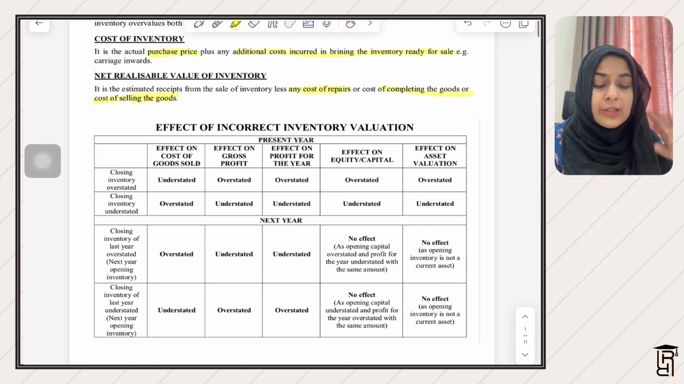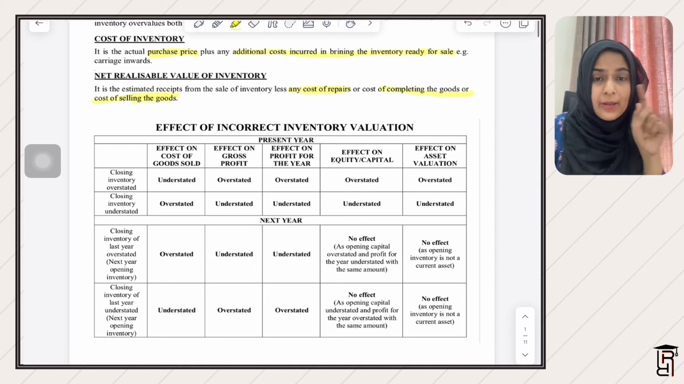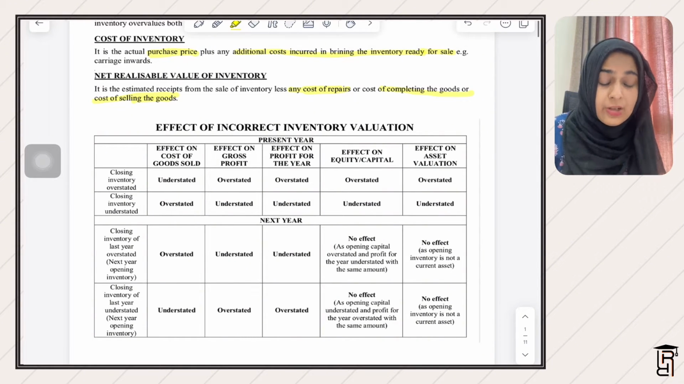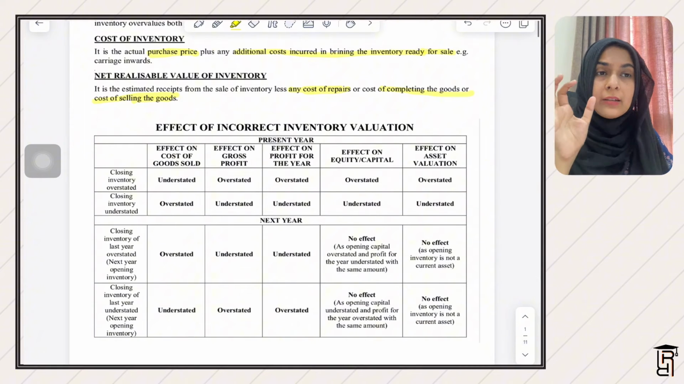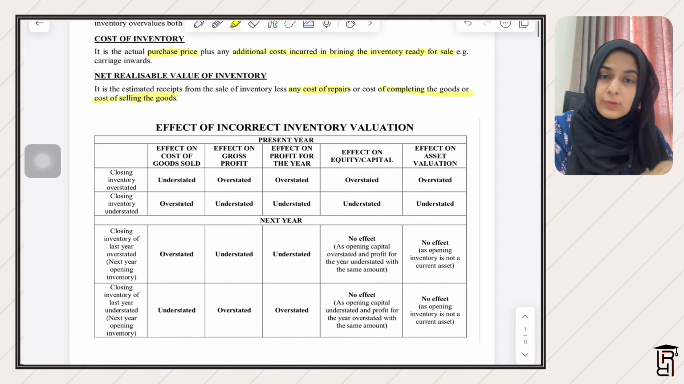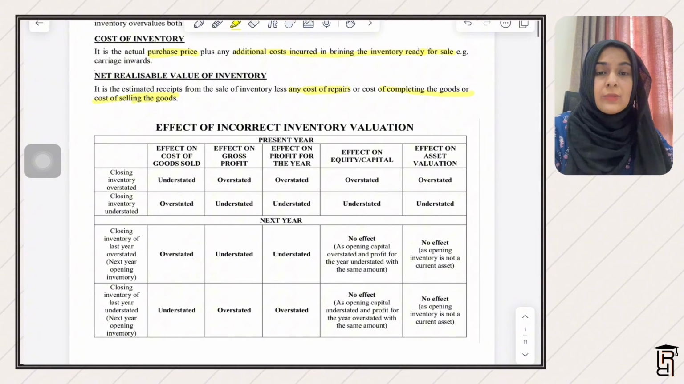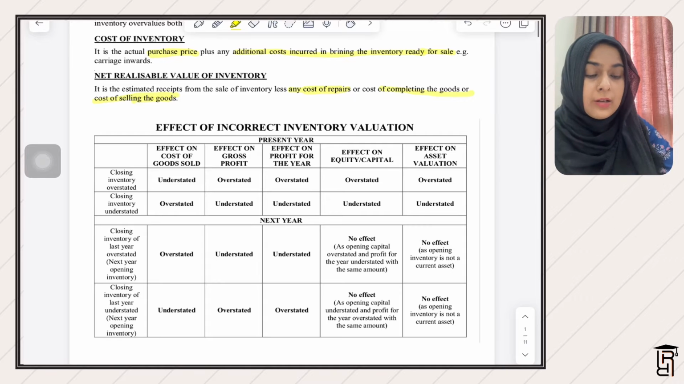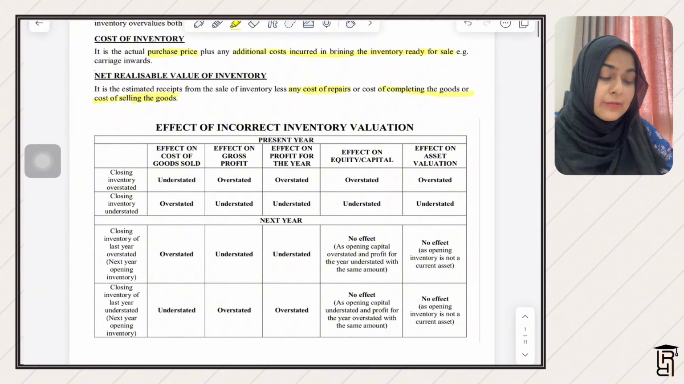In this case, they are talking about the current year, and they are saying if you are overstating your current year's closing inventory, what will happen? Closing inventory is subtracted in the cost of sales section. It's the last item and it is subtracted from your cost of sales. So if you subtract a bigger value than you were supposed to, then your cost of sales will be understated, and your profit will be overstated, because your profit calculation is revenue, that is sales, minus cost of sales, which gives you gross profit.